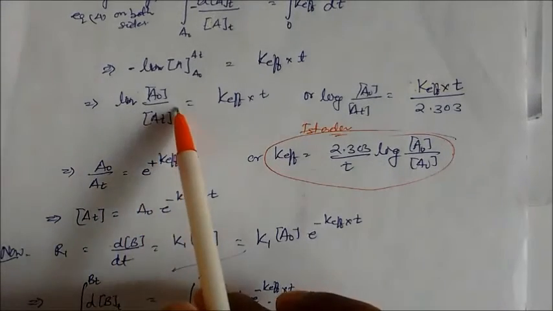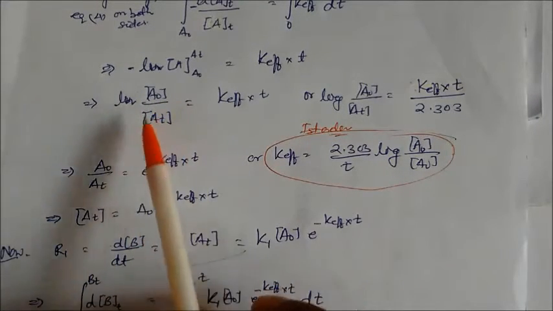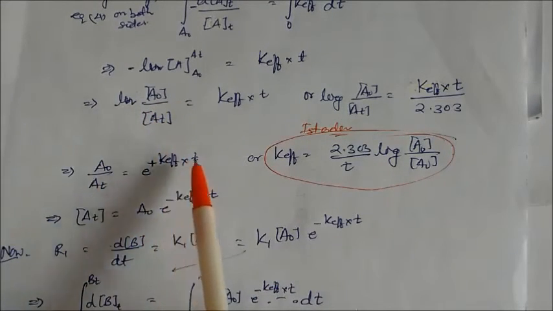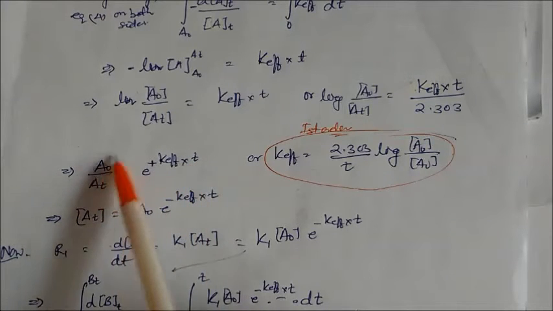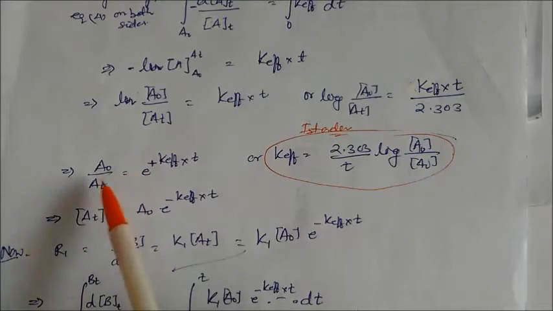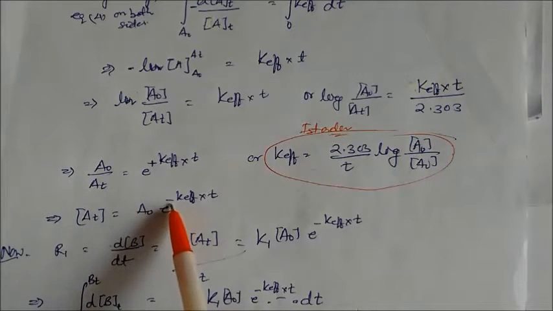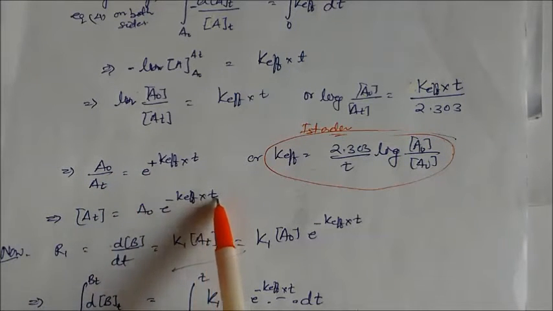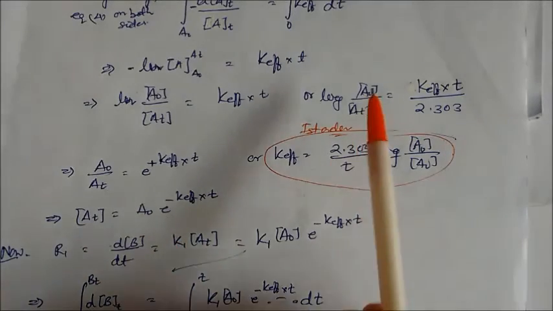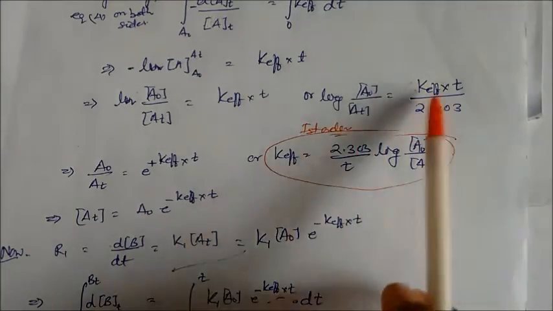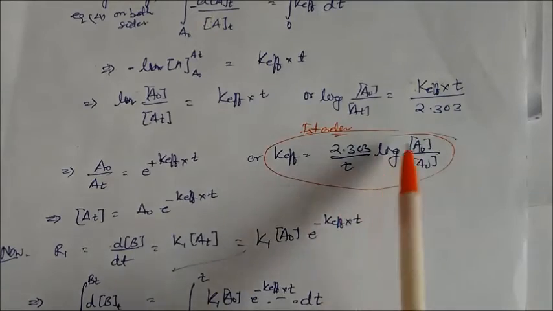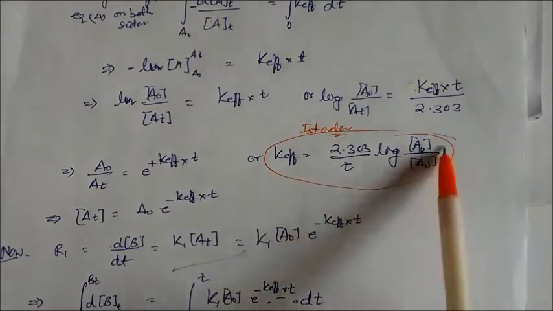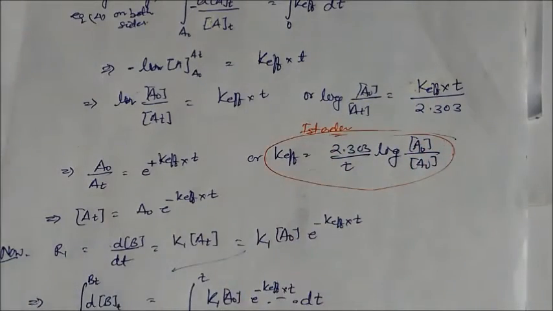Or we can write this equation as, with the natural log, A0 by At equals e to the power K effective t. Or if you reverse this sign, At equals A0 into e to the power minus K effective t. Or from here we can write K effective equals 2.303 by t log of A0 by At. So this is the first order reaction, hence it is proved.